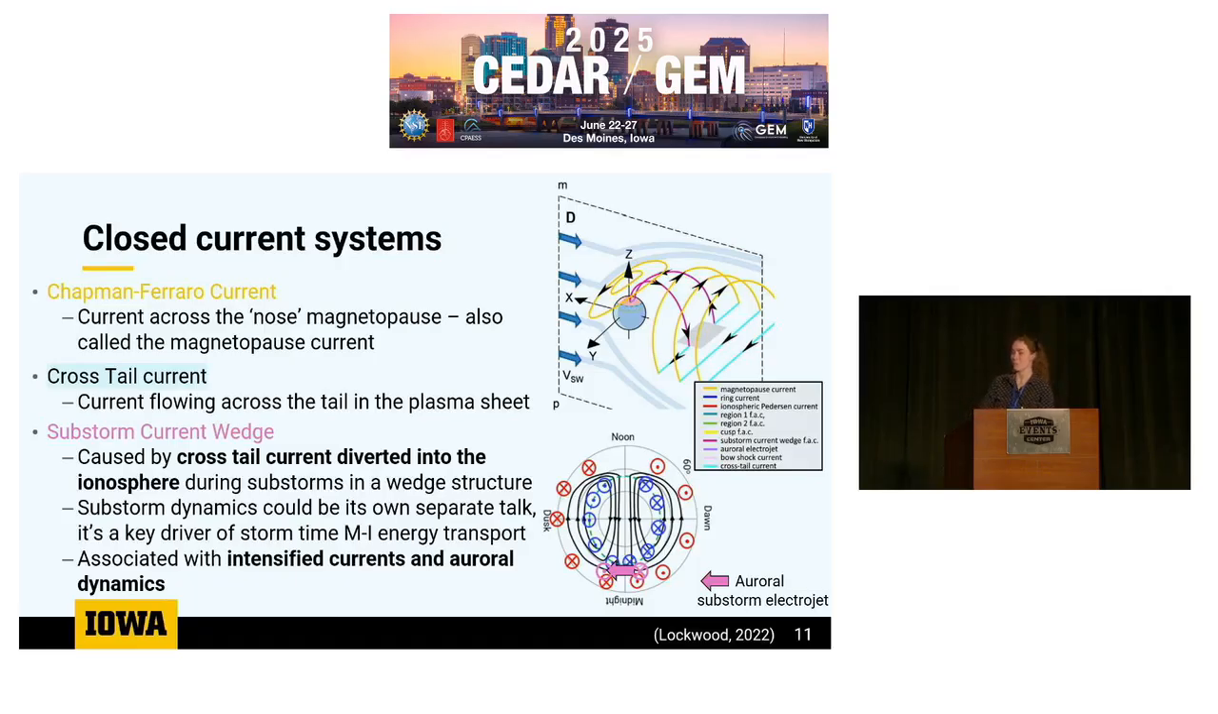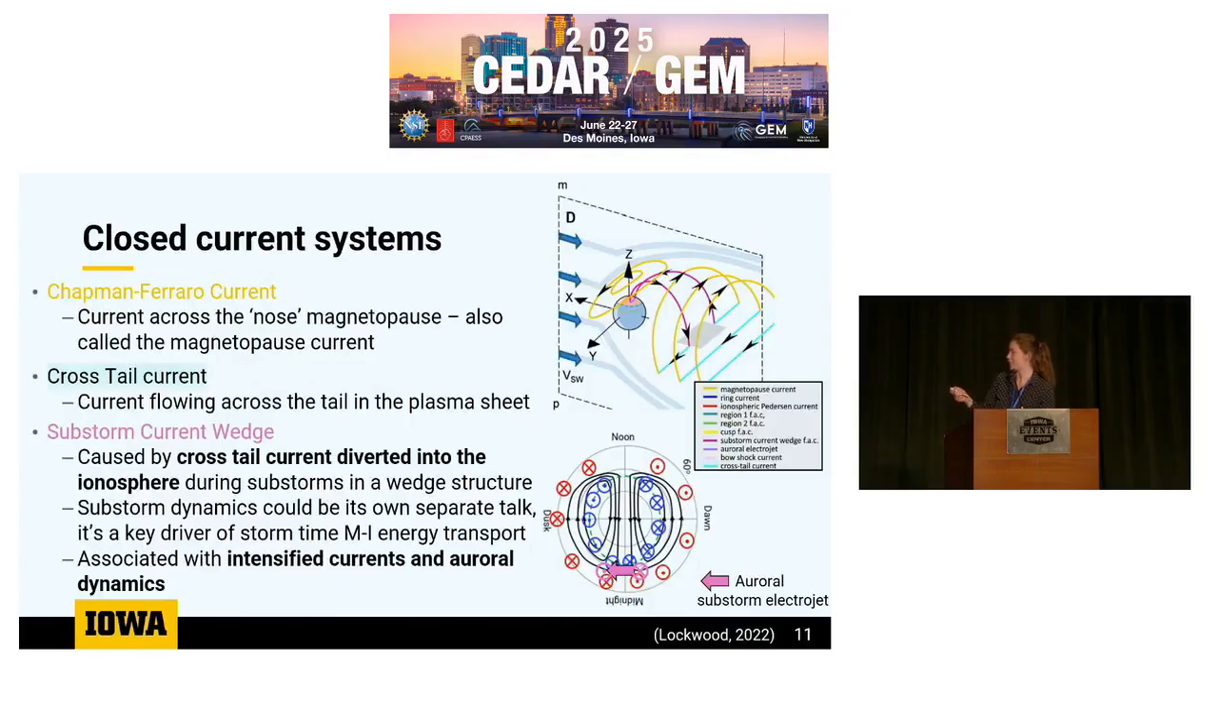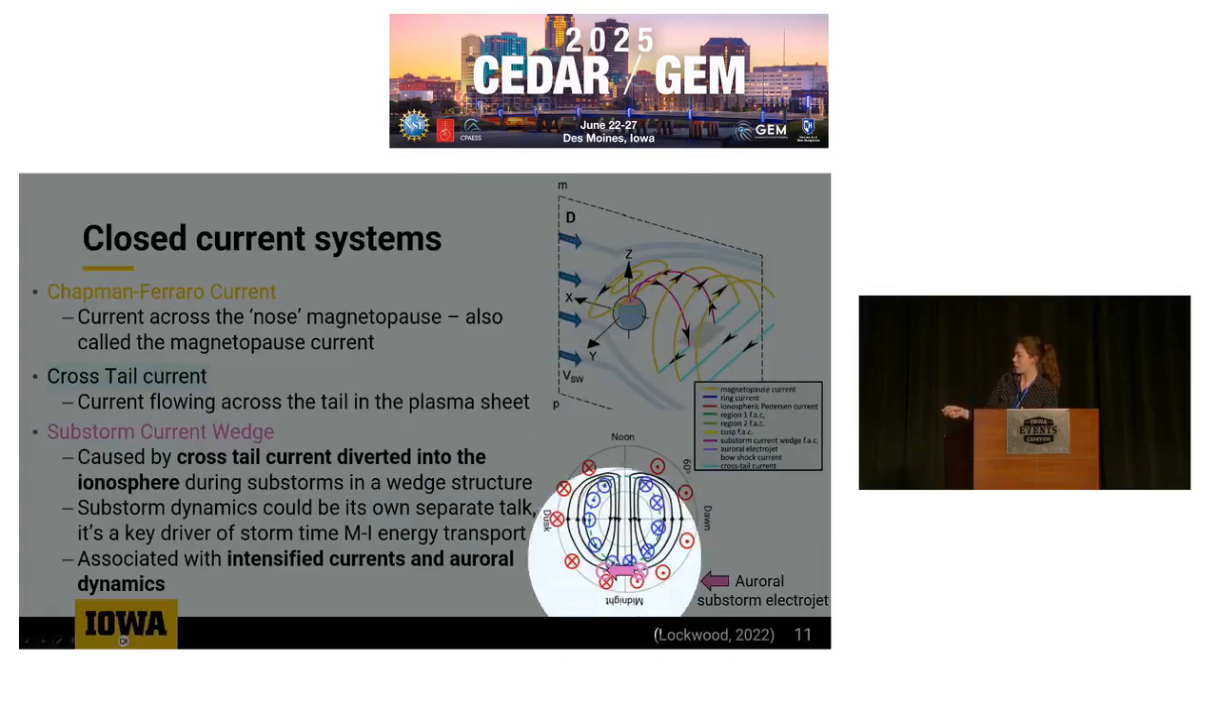Substorms, there's a lot to say about them. You'll probably hear about them a lot at this conference. I wish I had time to talk about it, but substorms are associated with intensified currents, intense aurora dynamics and displays, and where the crosstail current gets diverted, so it would get diverted into the ionosphere in the midnight sector down here.